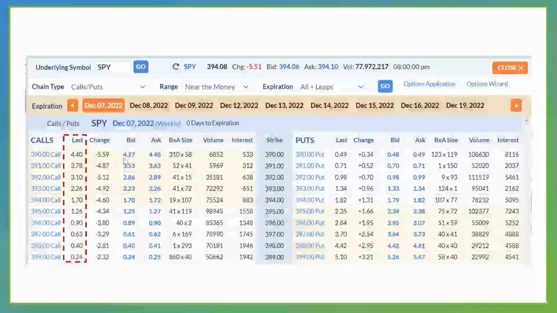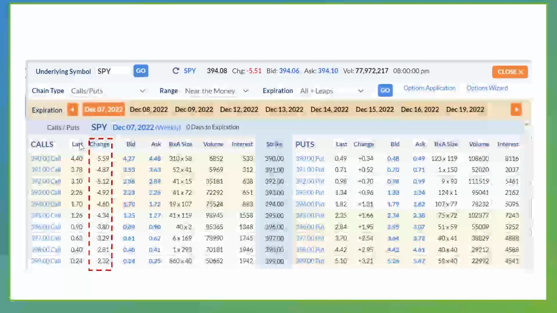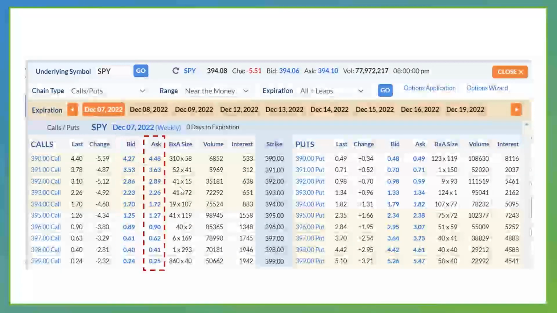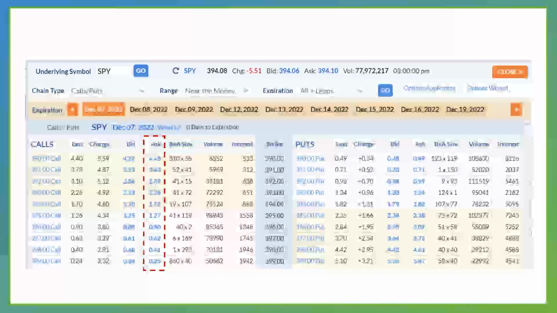So the last price is simply the last price traded. And the change is the difference between the last price that was traded and the previous close from the day before. The bid price is the best price available to sell, and obviously you have the ask price, which is the best price available to buy. In between this, you have something known as a mid price between the bid and the ask, and that is the theoretical best value you will get for either buying or selling that option.